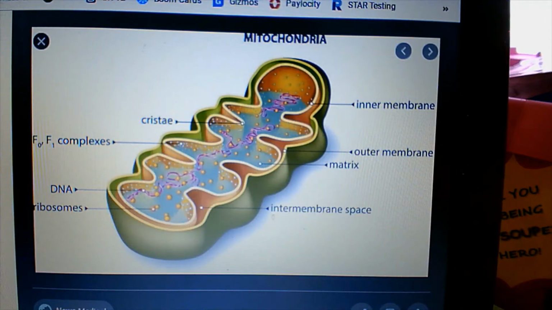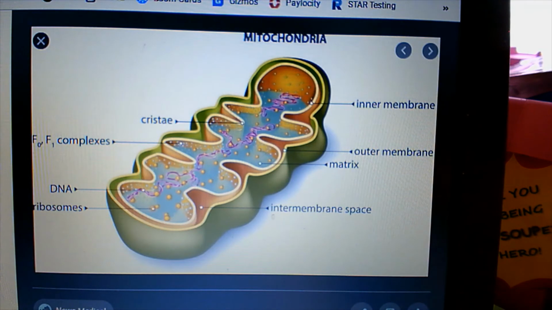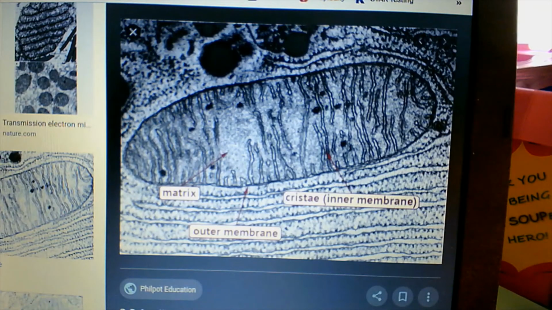Here's an artist's interpretation of mitochondria, where you can see that there are two different membranes, an inner membrane and an outer membrane, and some production of ATP is going on in there. Here's an electron micrograph of a mitochondrion. You can see the matrix, and the outer and inner membrane labeled.